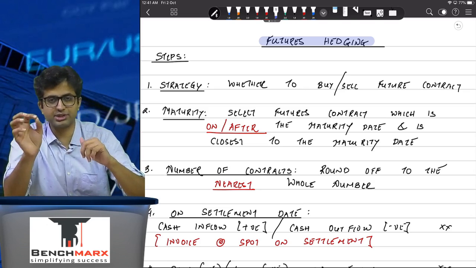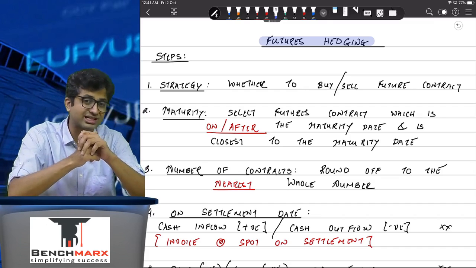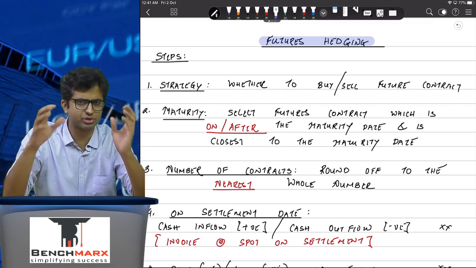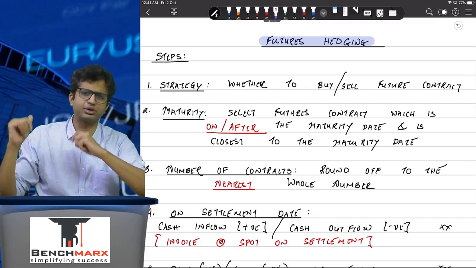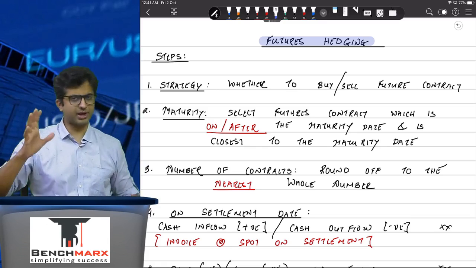Forward can be customized. It is like your tailor-made shirt. You can go to the tailor and make the shirt of your exact size, whereas future is like a ready-made shirt. It comes in sizes of 40, 42, 44, etc. And as a result, futures has a lot size and an expiry date.